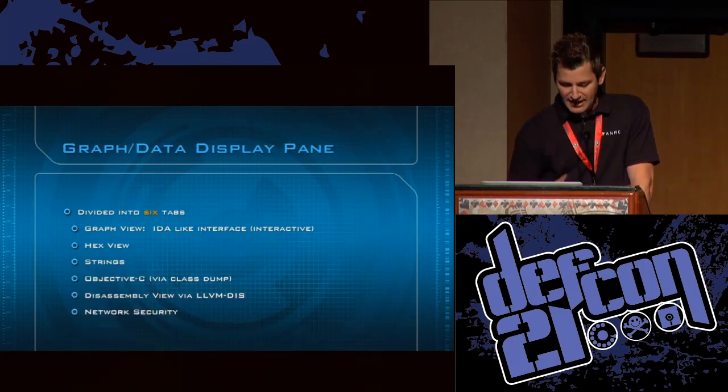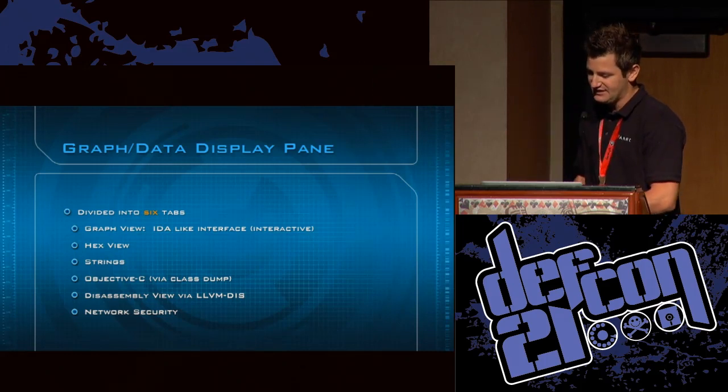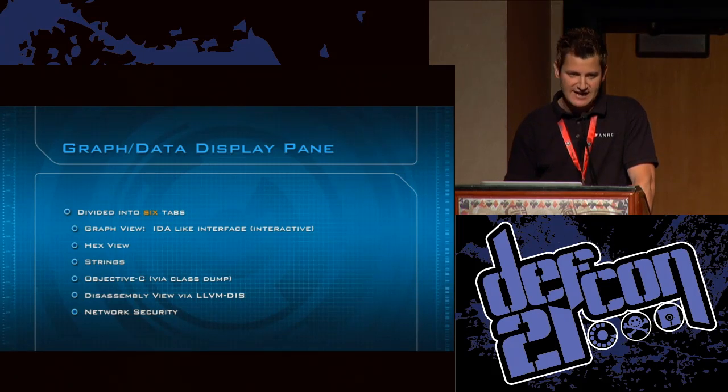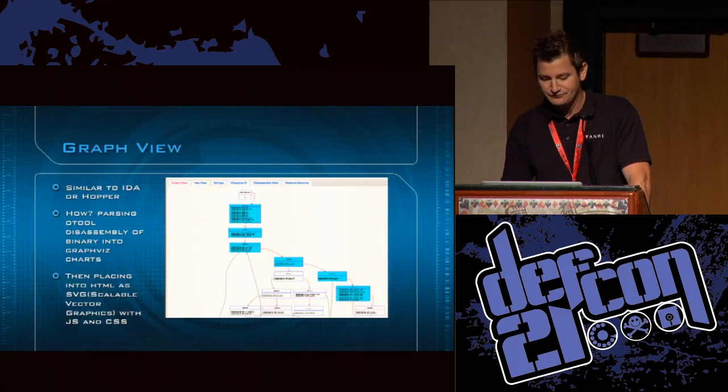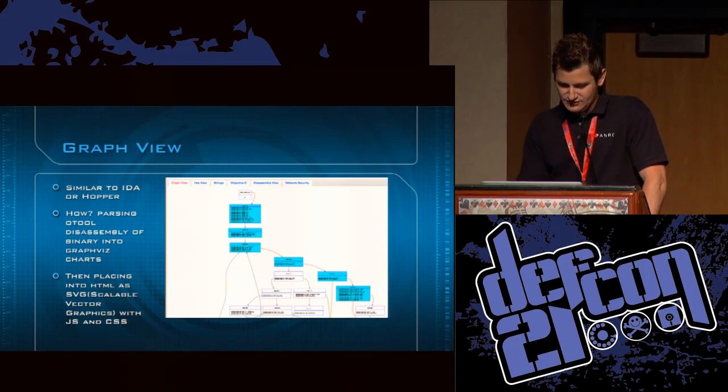All right, so the last part, which contains most of the stuff you're going to be looking at, is the graph data display pane. And this is divided into 6 tabs. The first being the graph view, which is like your IDA-like interface. It's completely interactive. You could zoom, scale, highlight, and a few other things. You're also going to have your hex view, just like IDA, strings, Objective-C. We're doing that via class-dump, disassembly via LLVM disassembly, and then also network security, which is going to contain your Snort signatures.